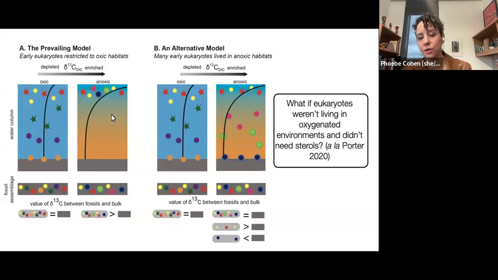And so in an anoxic stratified ocean, we would expect that the delta C13 of fossils would be heavier than bulk, because they'd be recording the DIC, either through photosynthesis or heterotrophy, of this enriched surface water. Whereas in an alternative model where eukaryotes were living in anoxic parts of the ocean, we might expect something that looks like this, where organisms incorporate this lighter DIC lower down in the water column, if we have independent proxies telling us that there is anoxia at depth. We might see some fossils that are heavier, some that are lighter, and some that are equivalent in this scenario.